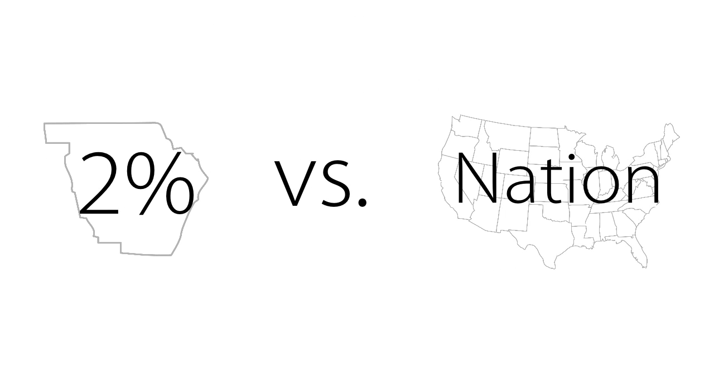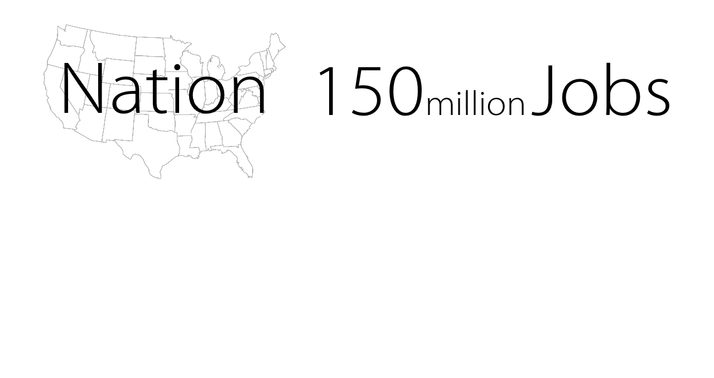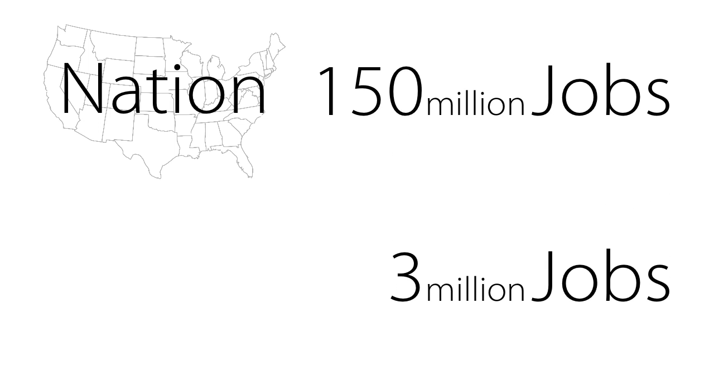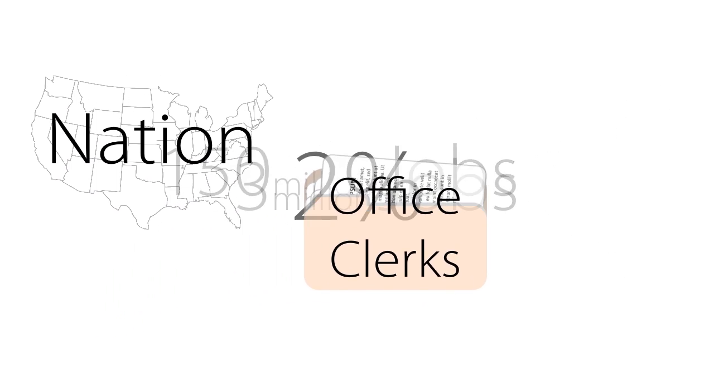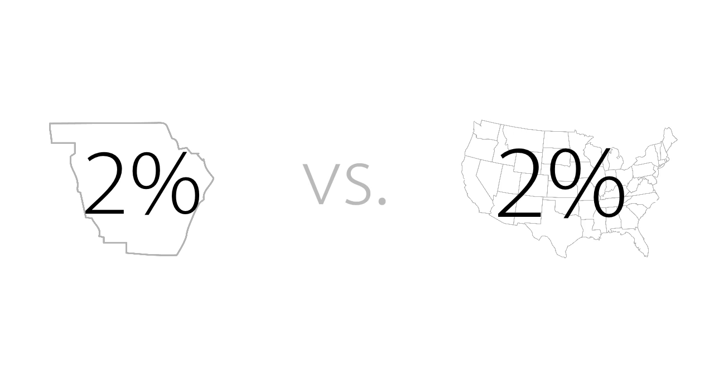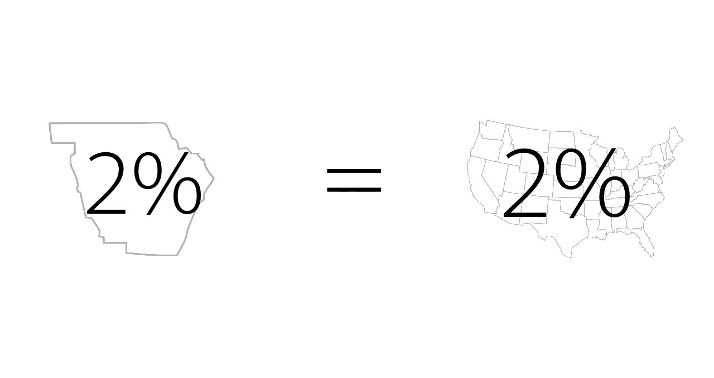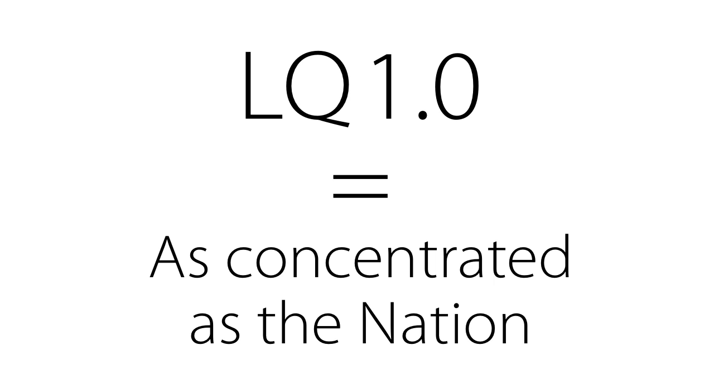We'll compare this regional concentration against the national concentration. There are about 150 million total jobs in the national economy. 3 million of those jobs are office clerks. That means that office clerks make up 2% of the total national jobs. Boom, 2% and 2%. Office clerks are as concentrated in this region as they are at the national level. So we give them a national location quotient of 1.0, as concentrated as the nation.